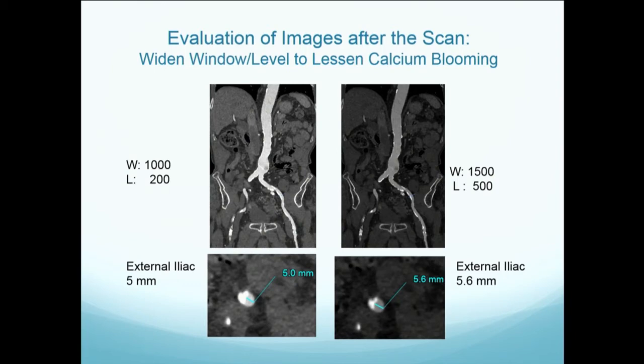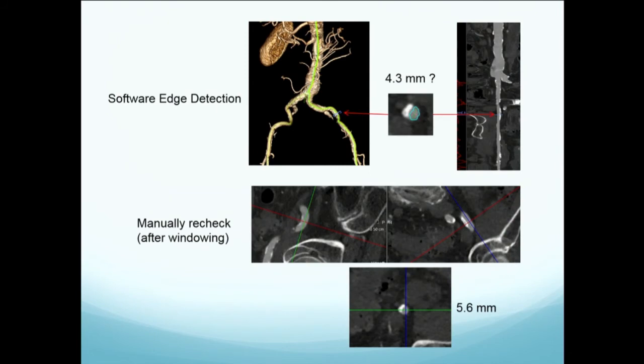You need to window properly so you make accurate measurements. If you look on the right, external iliac here was considered 5 millimeters. But just by applying an increased window and level, it increases to 5.6, and that's blooming from calcium. That's very important to recognize. What about edge detection from the software? Here it looks like it's narrow, but we just use that as a screen, and then see lower, do a manual cross-check, and see that it's actually much larger.